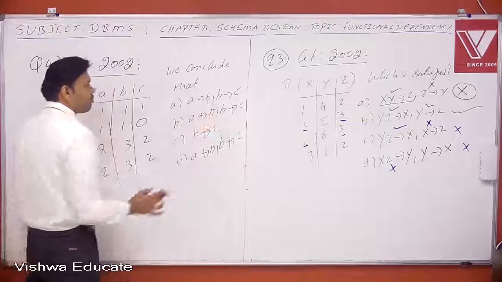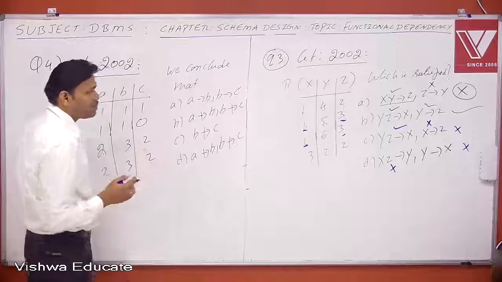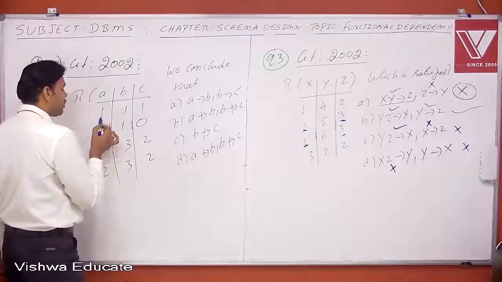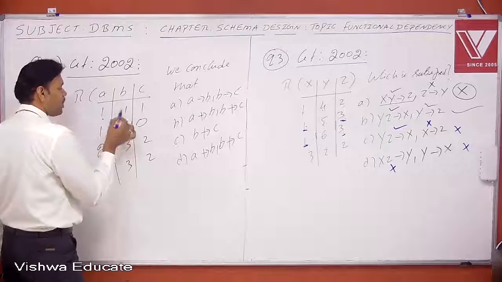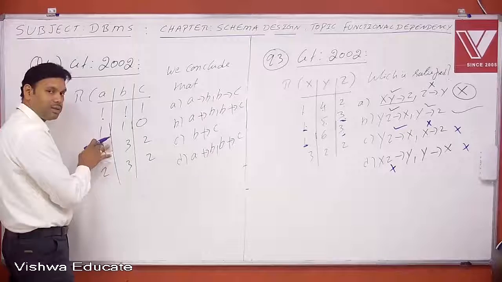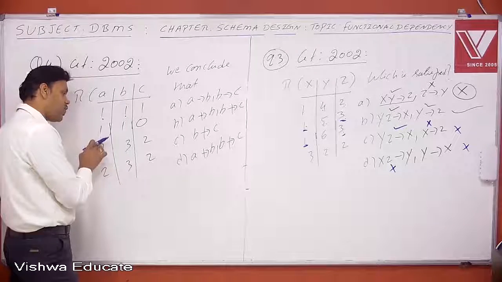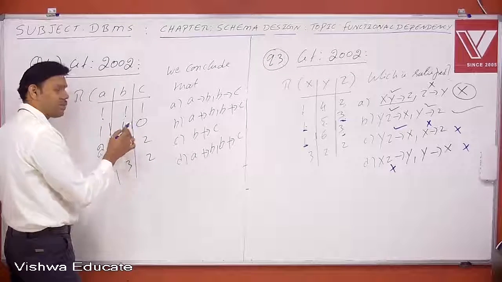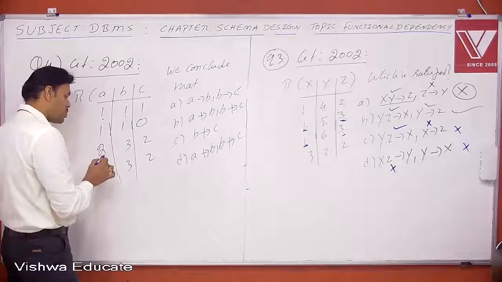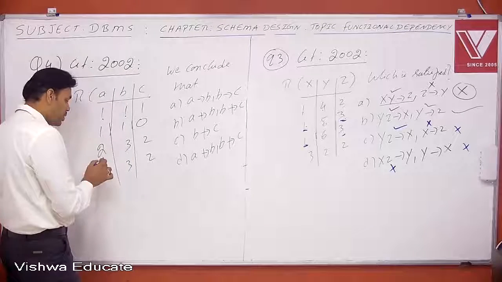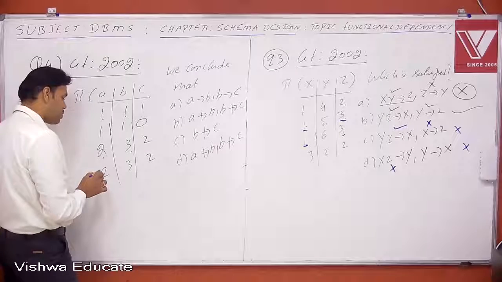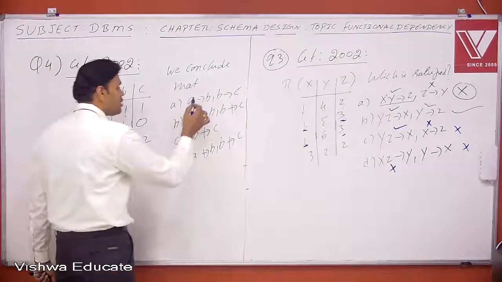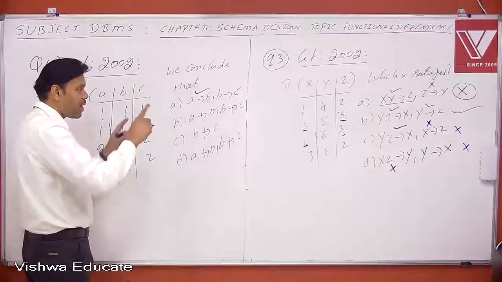Let us take the first one, A to B and B to C. So A to B: A is the determinant, 1 against B value 1. And here this is a 1. So when 1 is repeated for A, what has to repeat? B value also has to repeat. It's correct. B value is repeated. 2, 3: 2 is unique, so 3 is the value against 2. Again 2 is repeated. What has to repeat? 3 has to repeat. So it is repeated. Fine.